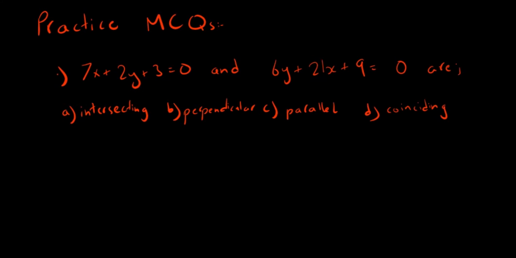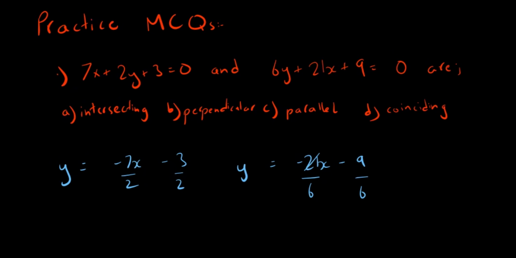Okay, we've been given two straight lines and we have to see whether they are intersecting, perpendicular, parallel or they are coinciding. हमने सबसे पहले इनको स्टैंडर्ड फॉर्म में कन्वर्ट करना है, y = mx + b फॉर्म में. First line will be y = -7x/2 - 3/2 and the second line will be y = -21x/6 - 9/6.